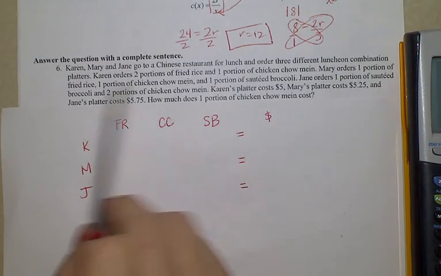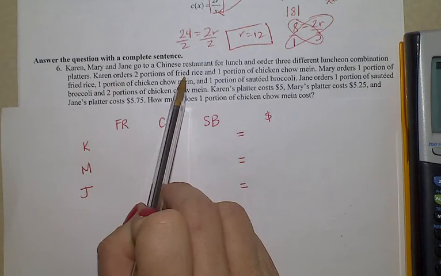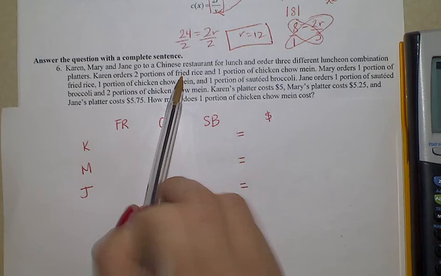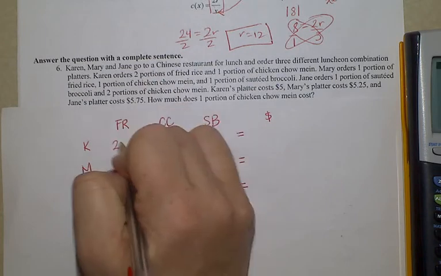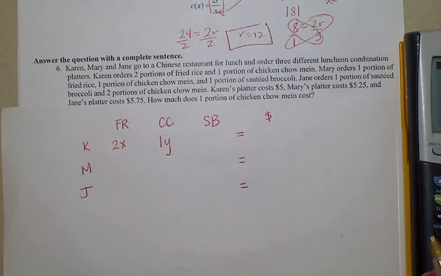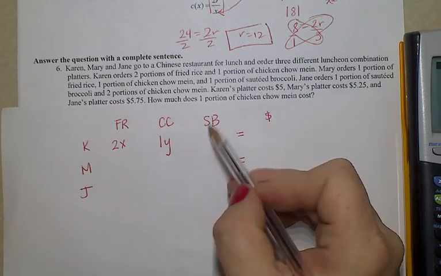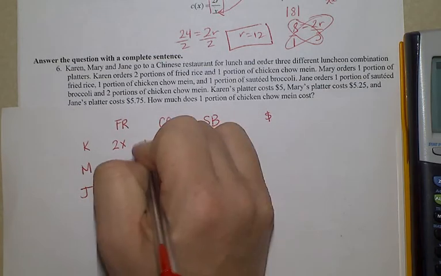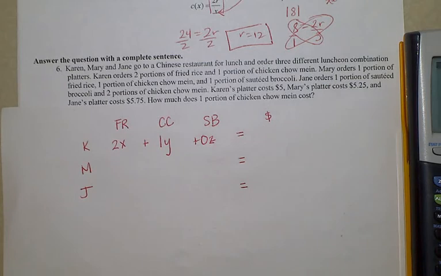We have Karen orders 2 portions of fried rice, and I'm going to use the variable x for that. So 2 portions of fried rice, 1 portion of chicken chow mein. I'm going to substitute a y in for chicken chow mein. Does she order any sauteed broccoli? 0 sauteed broccoli. And I'm just going to use the typical X, Y, Z. I would like you to fill in what Mary and Jane order along with how much each paid right now.